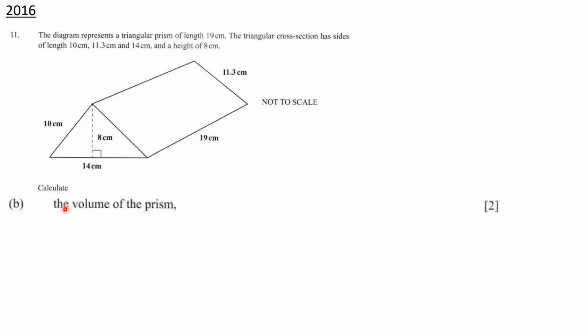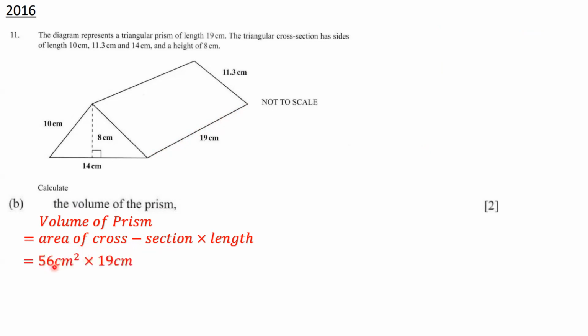All right, now we want to find the volume of the prism. Well, volume of a prism is going to be equal to the area of the cross section multiplied by the length. Now the length in this case is going to be 19 centimeters. And the area of the cross section, well, that's what we figured out in part A. We figured out the area of the cross section, or the area of the triangle, which we found out to be 56 centimeters squared.